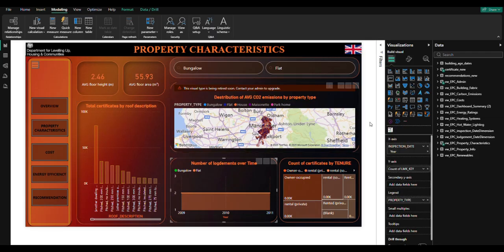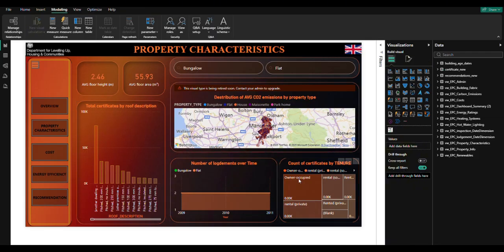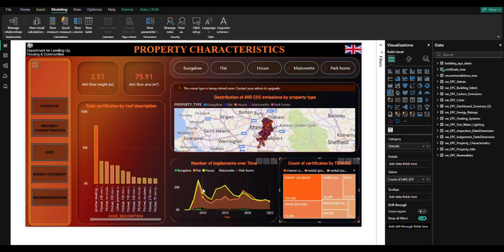Below that, there is a line graph showing the number of lodgements over time from 2010 to 2025. There is a notable peak around 2009, and you can see how different properties contribute to the overall trend.